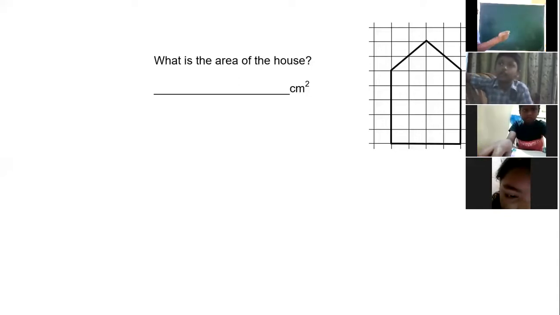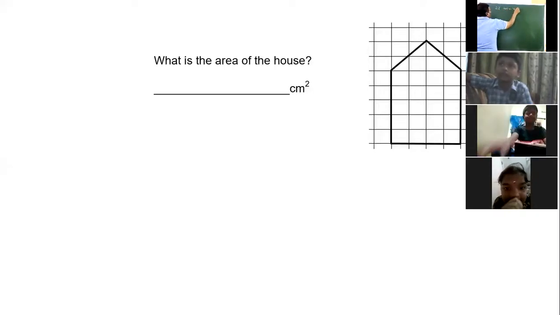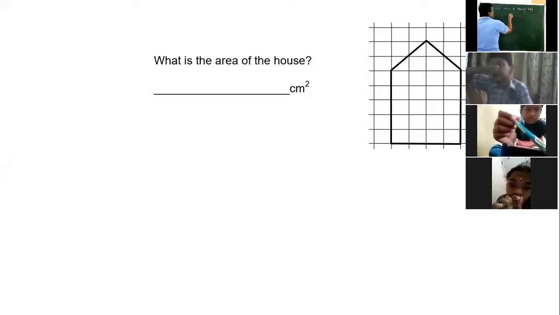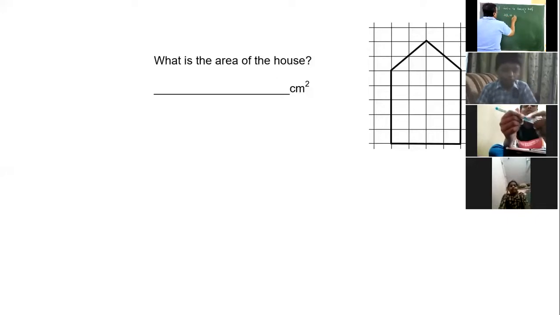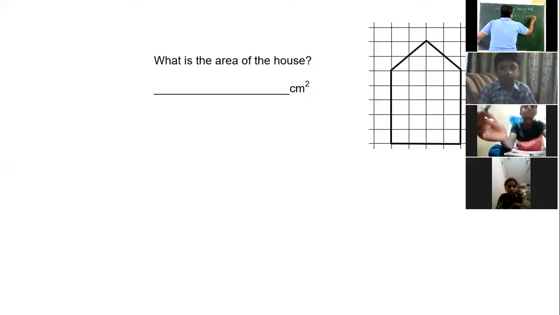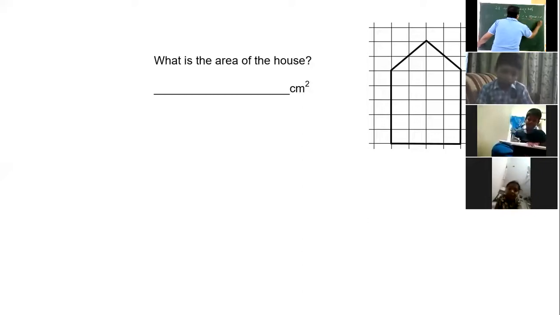You have 22 full boxes and 4 exactly half. 4 halves, 2 halves will become 1. That means 22 plus 2, 24 square centimeters. That is the answer. Instead of counting everything directly, you count full boxes, then half boxes, then give the answer, so that you do not commit mistakes.